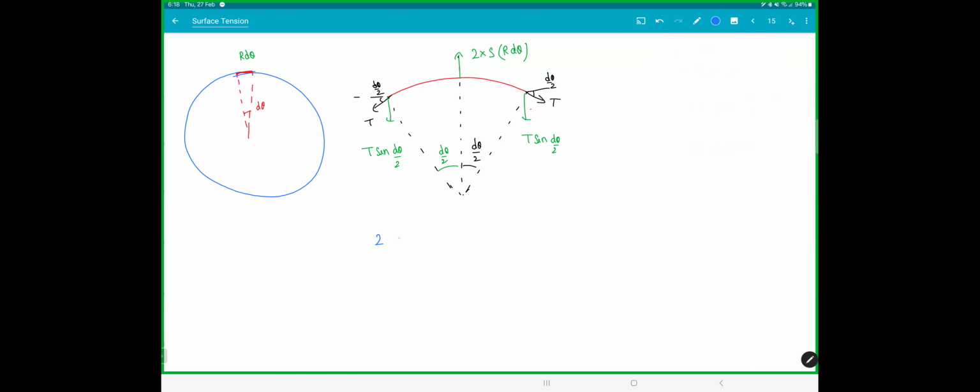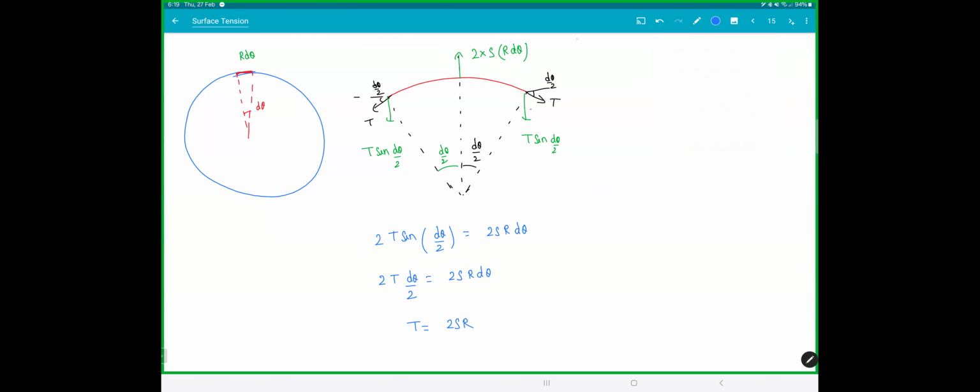So balance the forces, 2 times T sine d theta by 2 is equal to 2S r d theta. For small angle, sine theta becomes theta. So this will become 2T d theta by 2 equals 2S r d theta. So we get tension will be 2Sr.